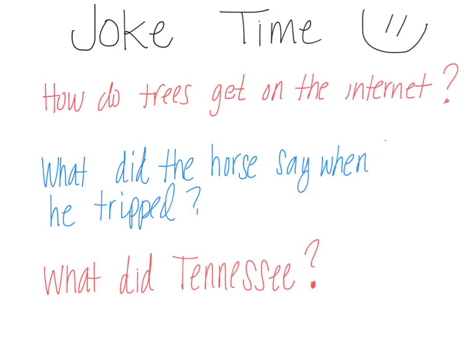All right, time for the jokes, and shout out to 5th period for noticing that last time I forgot the joke. So these go out especially for 5th period. All right, here we go. How do trees get on the internet? Well, they log on, of course. What did the horse say when he tripped? Help! I've fallen and I can't giddy up. And then the last one, what did Tennessee say? The same as Arkansas.